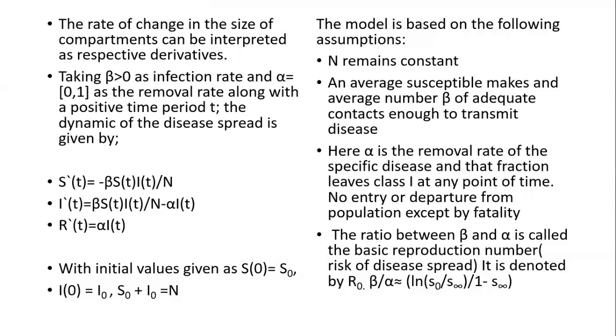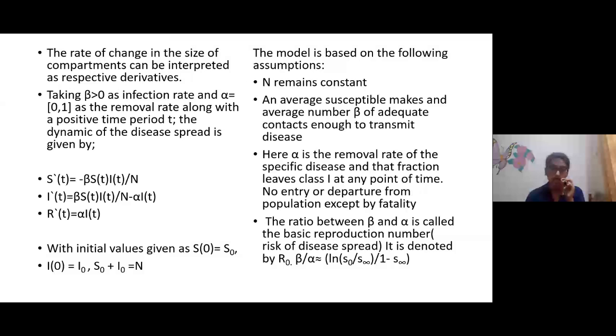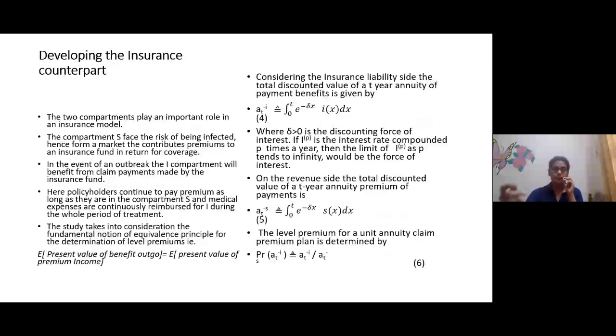Now, developing the insurance counterpart. These 2 compartments that we saw, the susceptible and the infected compartment, are respective markets for the insurance company. The susceptible compartment basically provides the premium. When they avail a policy, they're paying a premium to the insurance firm, and they are the revenue generators for the insurance company. The infected people, as a person transits into the infected category, will be recipients of the benefit claim that the insurance company will have to pay for the coverage that they availed. So they will be the liability side of the insurance company.